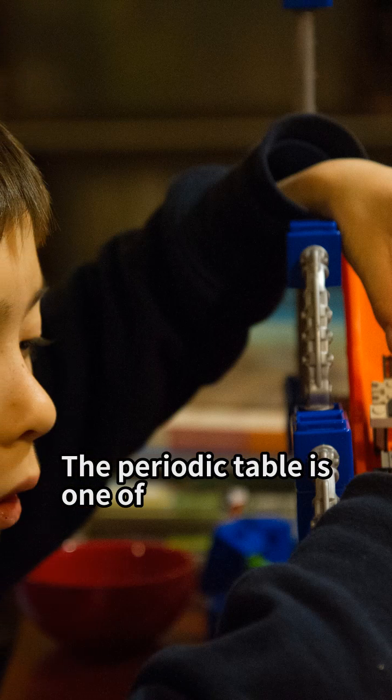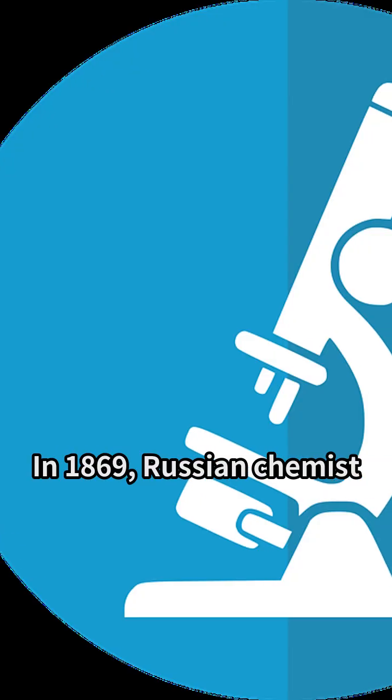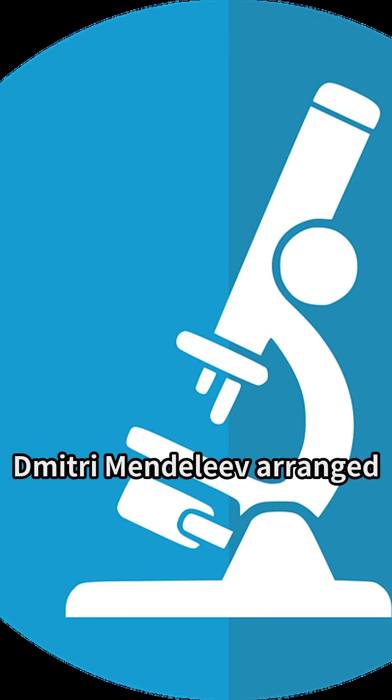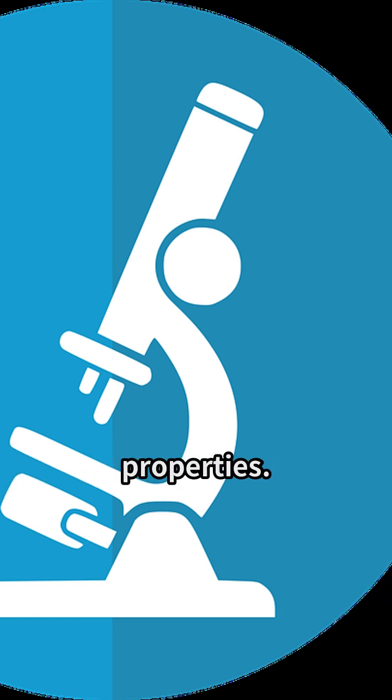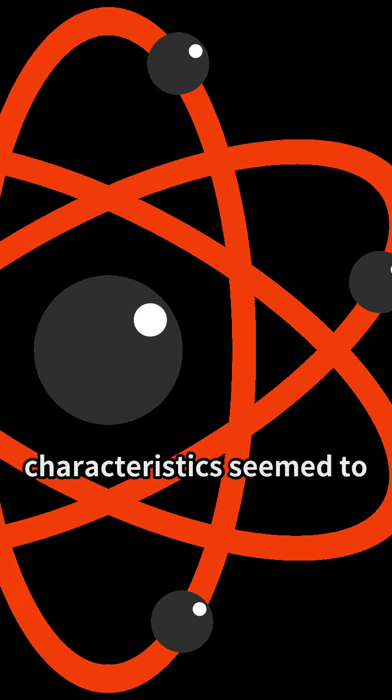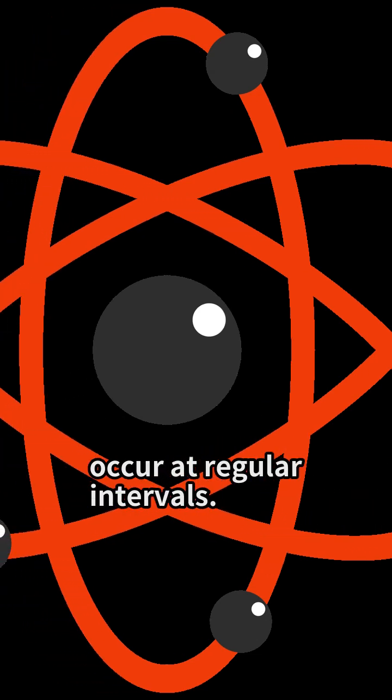The periodic table is one of science's greatest achievements, but it didn't appear overnight. In 1869, Russian chemist Dmitry Mendeleev arranged the known elements by their atomic weights. He noticed fascinating patterns in their properties. Elements with similar characteristics seemed to occur at regular intervals.